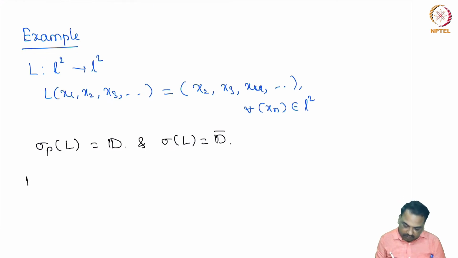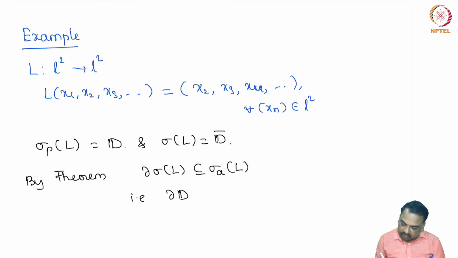Now, by the theorem that we have proved, we can conclude that the boundary of the spectrum of L is contained in the approximate point spectrum of L. So that means that the boundary of the closure of the unit disk, or we can say the circle, is contained in the approximate point spectrum of L.